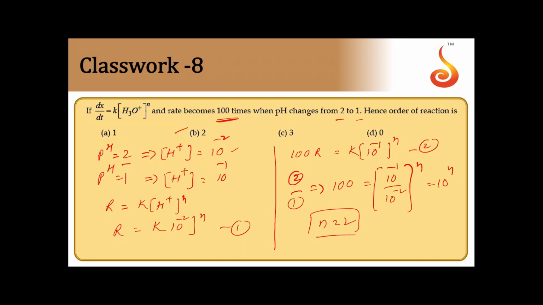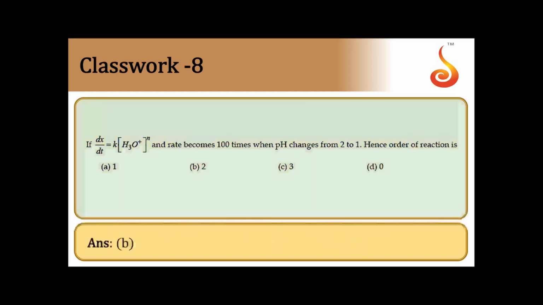So the rate becomes 100 times when pH is changing from 2 to 1. At pH 2, H plus is 10 to the power of minus 2. At pH 1, H plus is 10 to the power of minus 1. So the order became 2. Next one. So the answer is the second option.